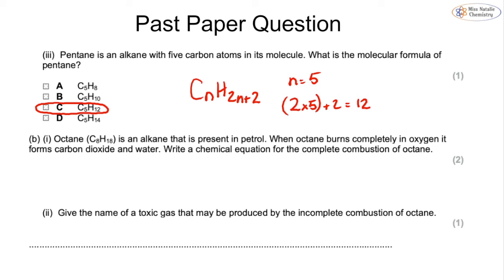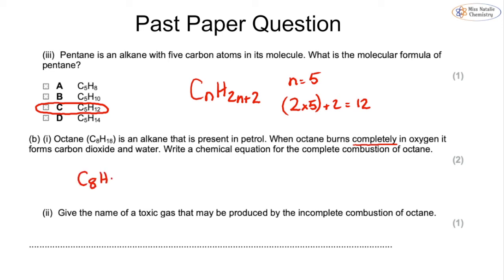Now octane, and you can see you're not expected to know that, so they do give you C8H18, is an alkane that is present in petrol. When octane burns completely, it forms carbon dioxide and water. Write a chemical equation for the complete combustion of octane.